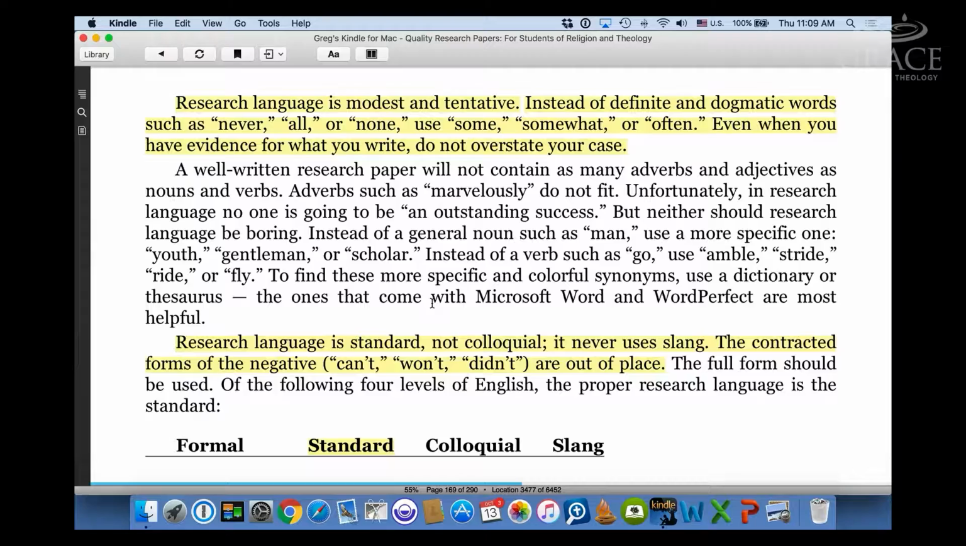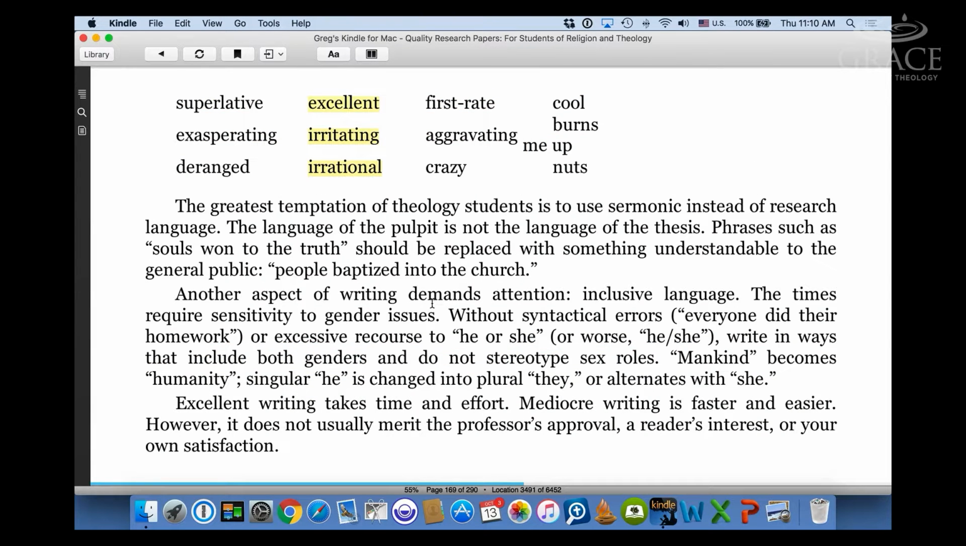Research language is standard, not colloquial. It never uses slang. The contracted forms of the negative, can't, won't, or didn't, are out of place. So don't use contracted forms. Say cannot or will not or did not.